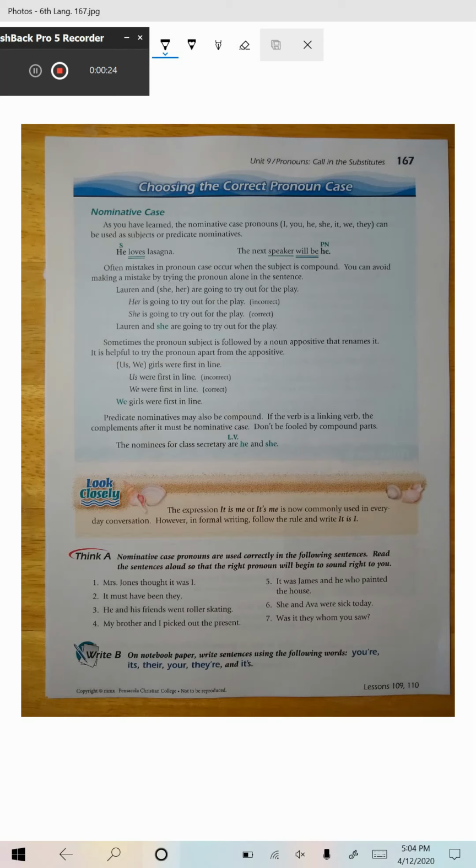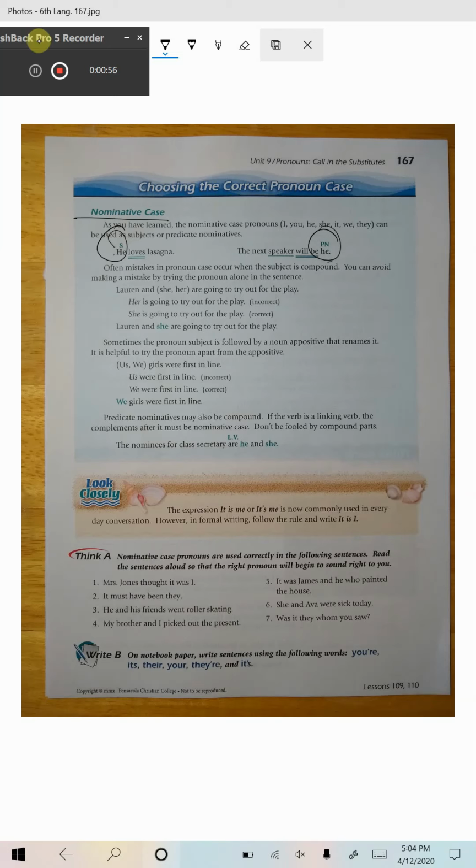If the personal pronoun is being used as a subject or the predicate nominative, then you would use nominative case, okay? And that would be he and he in these two sentences. He loves lasagna. That spot is easy because you can hear it. All right, this one over here, not so easy because we tend to say it incorrectly. The next speaker will be him. We hear that a lot. That's improper English. We want to use he.